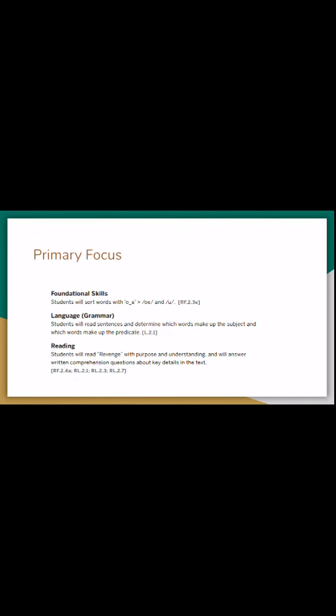By the end of this lesson you will be sorting words with OE, making that sound O. You will also be reading sentences and determining which words make up the subject and which words make up the predicate. You will also be reading a new chapter called Revenge with purpose and understanding, and you will answer written comprehension questions about key details in the text. Let's go to our first slide.